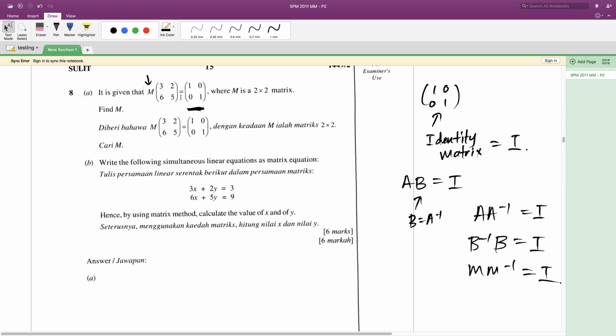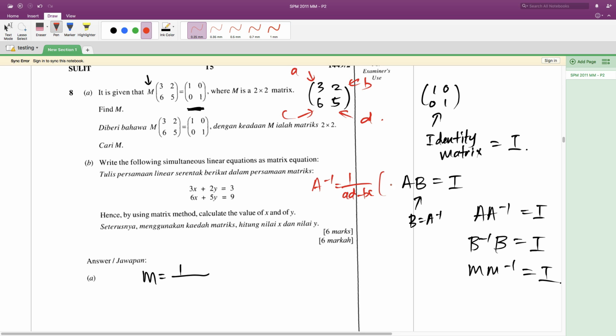Alright, so what I will do here is, I will say M equals 1 over AD minus BC. AD, so 3, 2, 6, 5 over here. This is your A, this is your B, this is your C, this is your D. Fixed already. So the inverse formula, let's say A inverse, is 1 over AD minus BC, meaning A multiply D minus B multiply C, and then this is D, A, negative B, negative C. Okay? I hope I do answer your question.